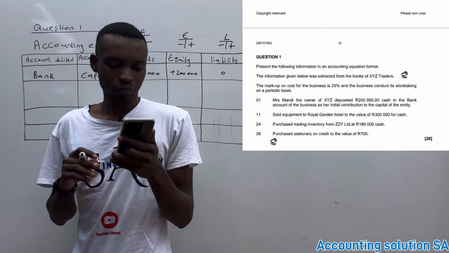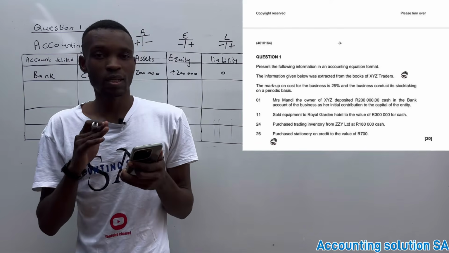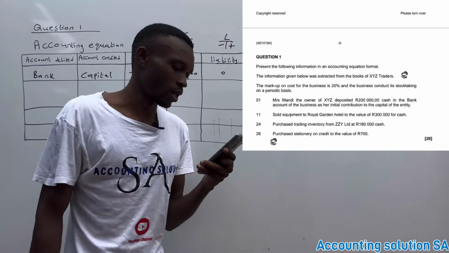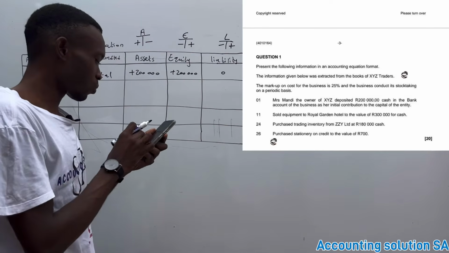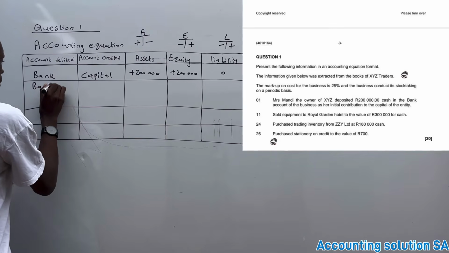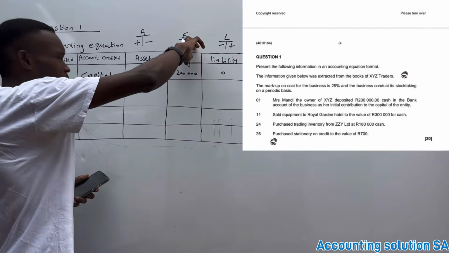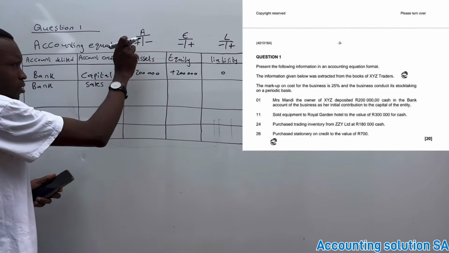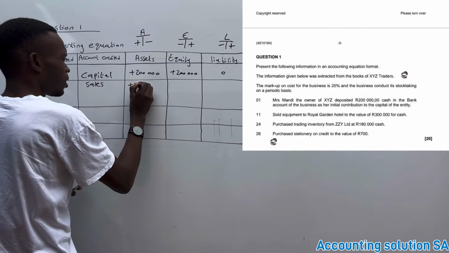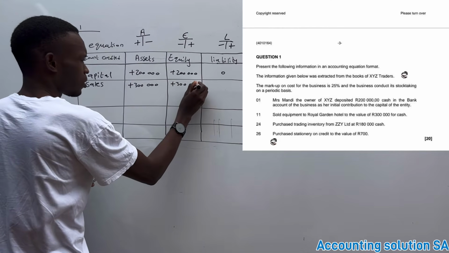Then number 2, sold equipment to Royal Garden Hotel to the value of 300,000 cash. Once they said cash, bank is affected as well, which means that we receive cash because we sold equipment, so we're going to have bank and sales. Sales is income, which means that it's going to increase equity. Bank is an asset, it's going to increase assets. The amount is plus 300,000, and this side will be plus 300,000 as well.